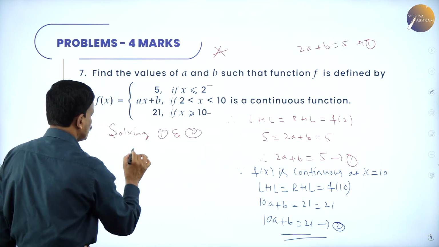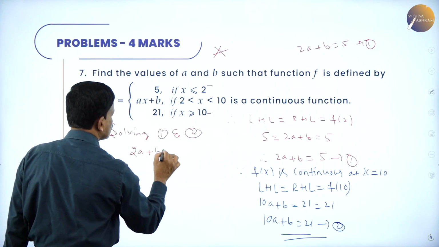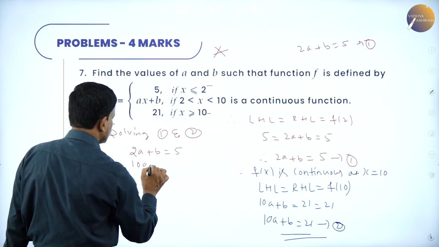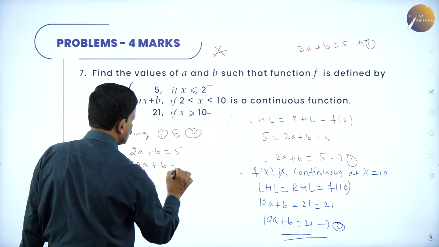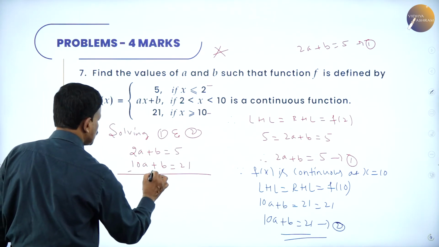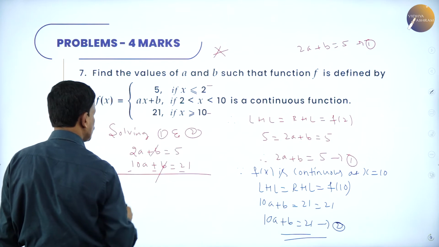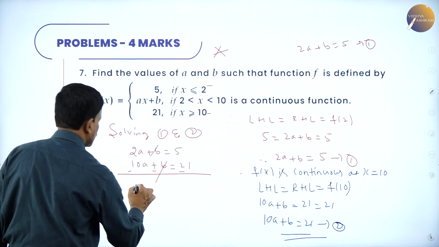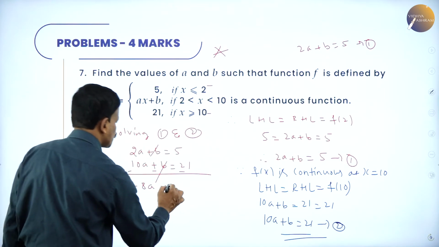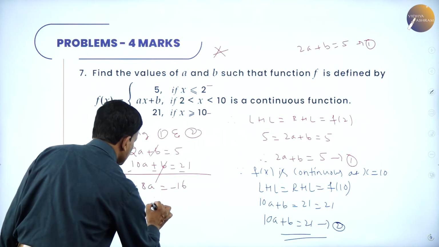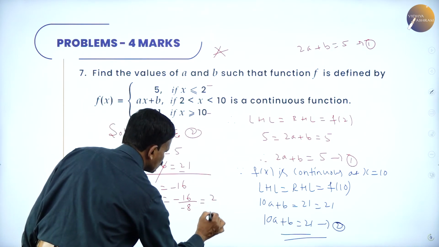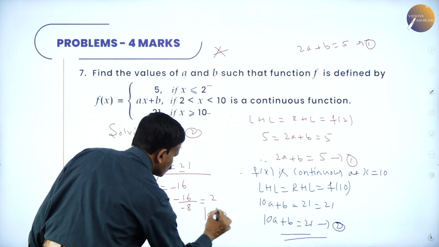What is equation number 1? 2a plus b is equal to 5. And equation number 2 is 10a plus b is equal to 21. Subtract this. Plus b minus b gets cancelled. 2 minus 10 is minus 8a is equal to 5 minus 21 is minus 16. Therefore, a is equal to minus 16 by minus 8 is 2. So, a is equal to 2.